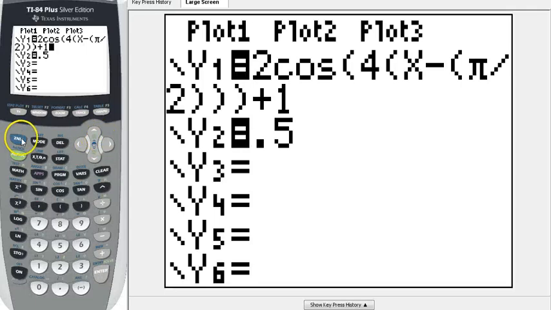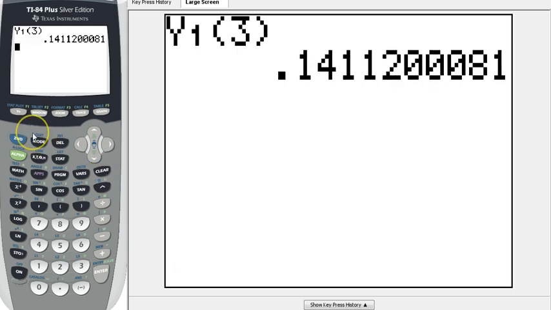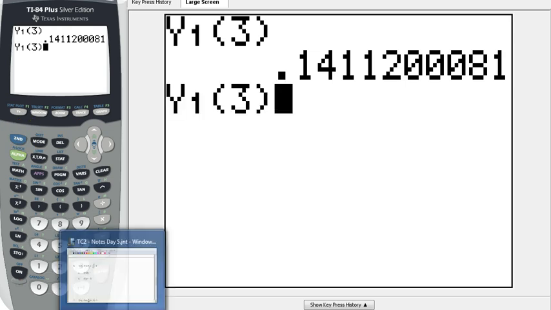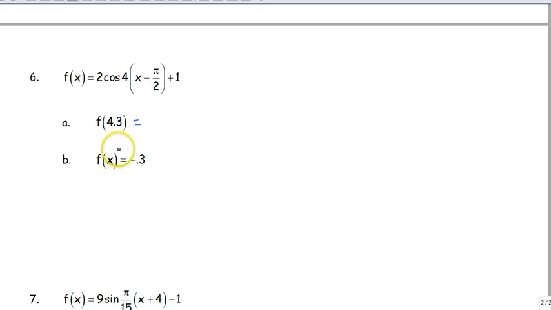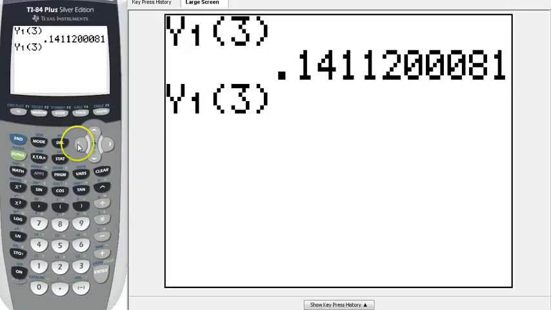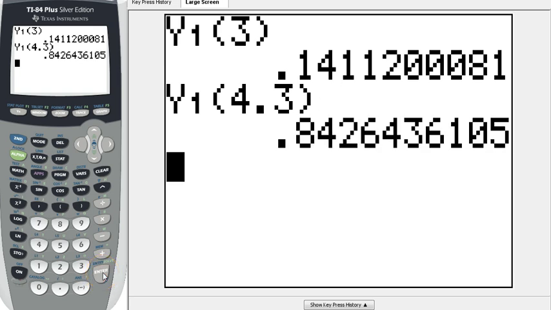The second line doesn't matter. I'm not even going to graph this yet. I'm going to hit second mode to get out of here. Now, if you've already had this up, you can hit second enter to bring your last thing up. And I want to evaluate this function at 4.3. So instead of 3, I'm going to turn this to a 4.3. And I hit enter. And I get 0.8426. So the answer to that is 0.8426. And that's all you have to do for part 1.